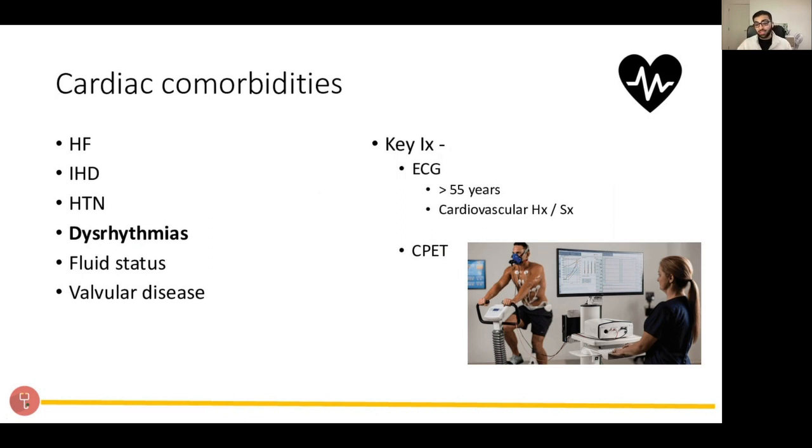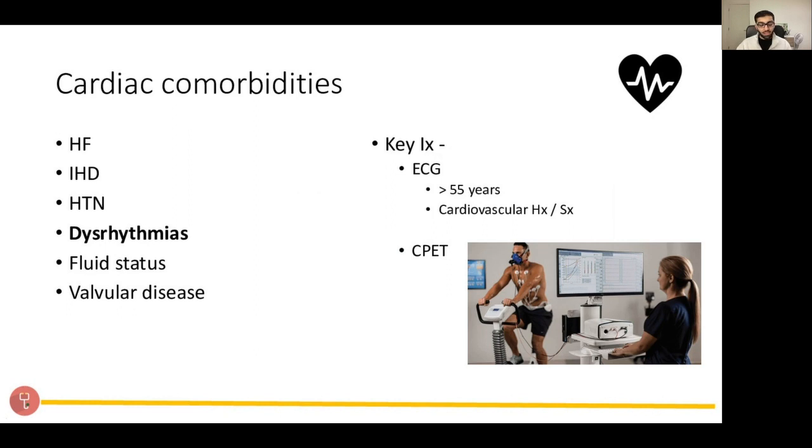So in terms of these comorbidities, the ways that we can investigate them are generally through an ECG, an echo, or even a CPET. The indications for an ECG are generally patients who are over 55 because of the risk of silent MI in this patient group, and anyone with a cardiovascular history or any symptoms. Contrary to what a lot of people believe, an ECG is not required for every patient undergoing every surgery. Echo can also be used if you're worried about things such as valvular disease or heart failure, anything to do with the actual pumping of the heart and fluid going through it instead of the electrical conduction, which is again best tested through an ECG.